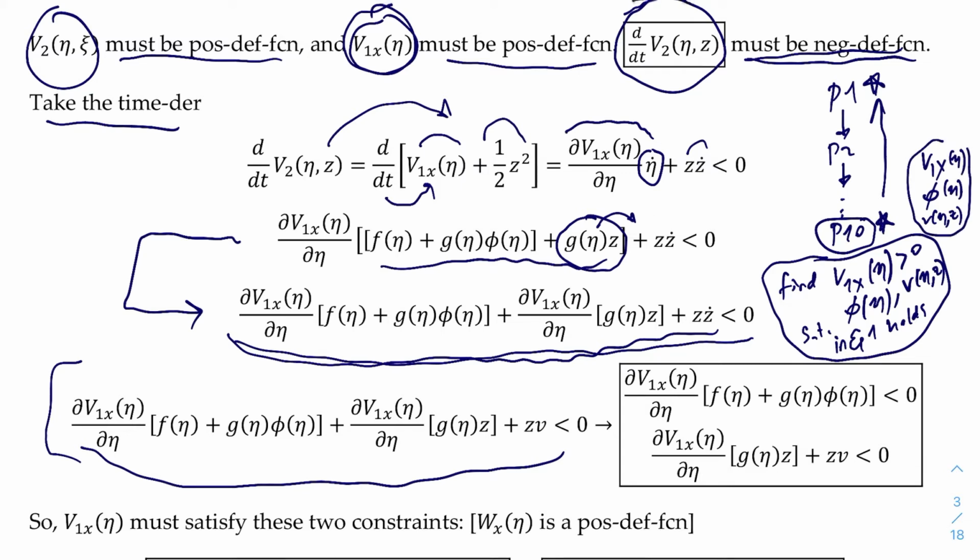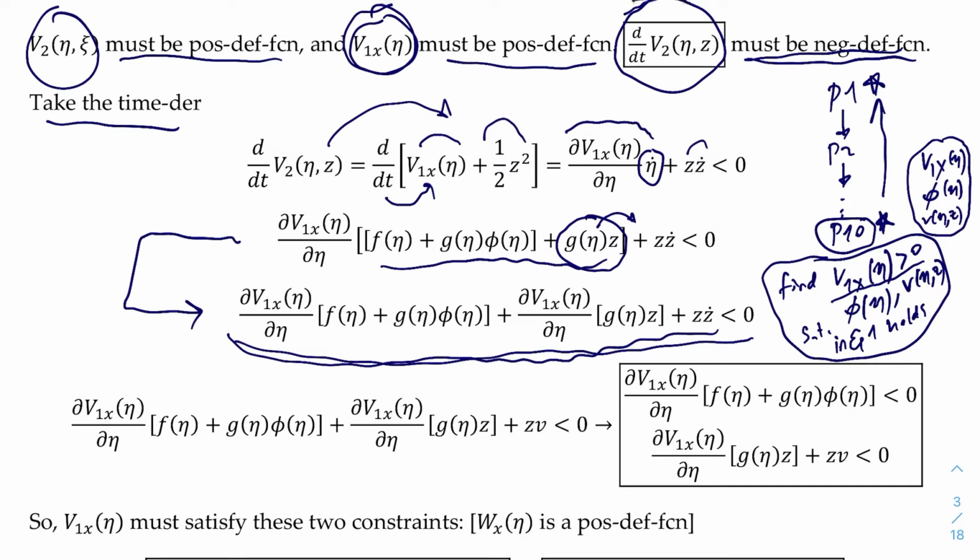You need to find 3 functions, okay, such that this is condition 1 and this is condition 2. And again, v is a function of eta and z. Okay. This is the problem definition.